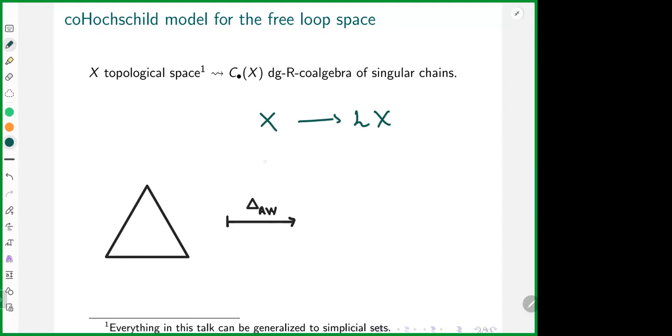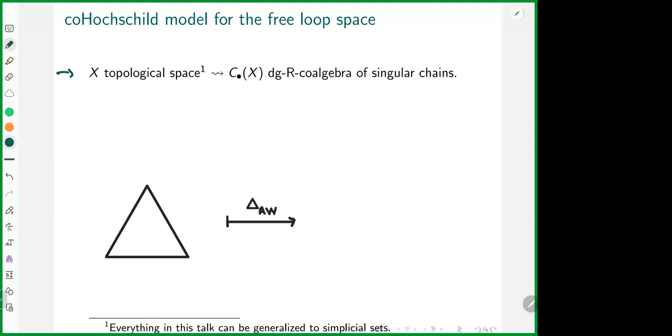Alternatively, I can think about the chains, the singular chains on my space X. So what we're going to try to do is construct loops out of this object, right? This is an algebraic object, so we're going to try to model this passage from X to its free loop space by some passage from the chains on X to something, and that something is going to be the co-Hochschild complex. Okay, so let me start.